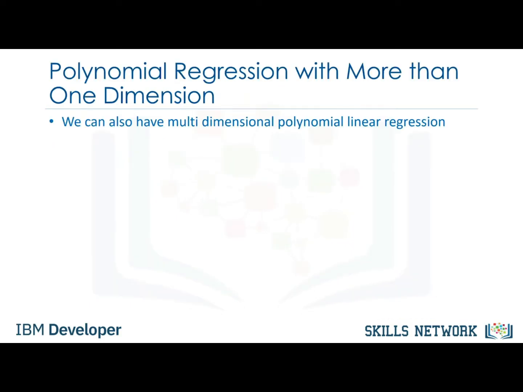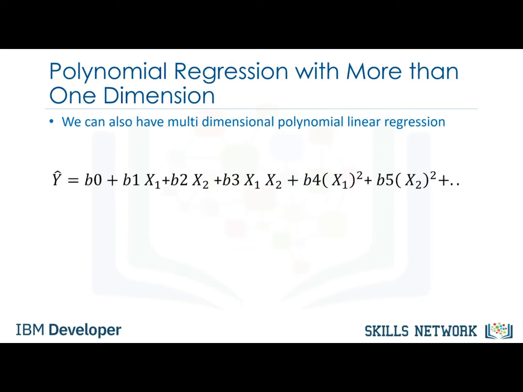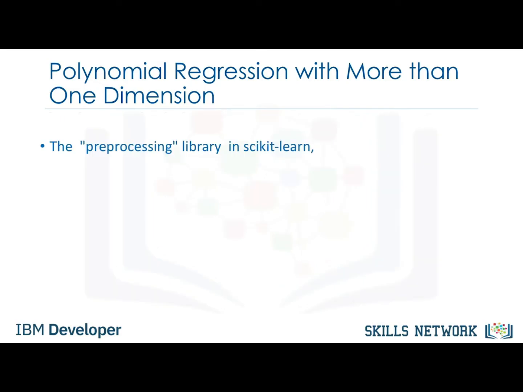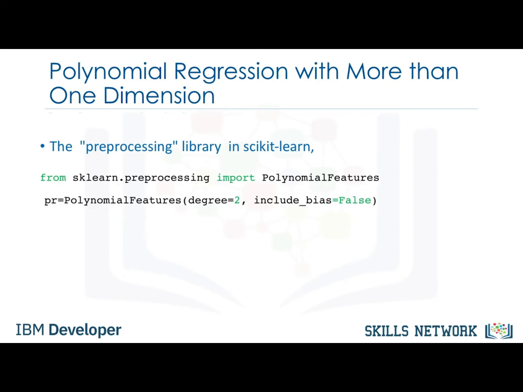We can also have multidimensional polynomial linear regression. The expression can get complicated. Here are just some of the terms for a two-dimensional second-order polynomial. NumPy's polyfit function cannot perform this type of regression. We use the pre-processing library in scikit-learn. To create a polynomial feature object, the constructor takes the degree of the polynomial as a parameter. Then we transform the features into a polynomial feature with the fit_transform method.